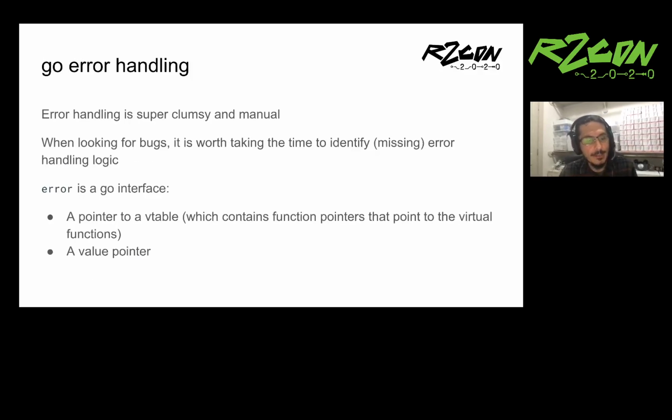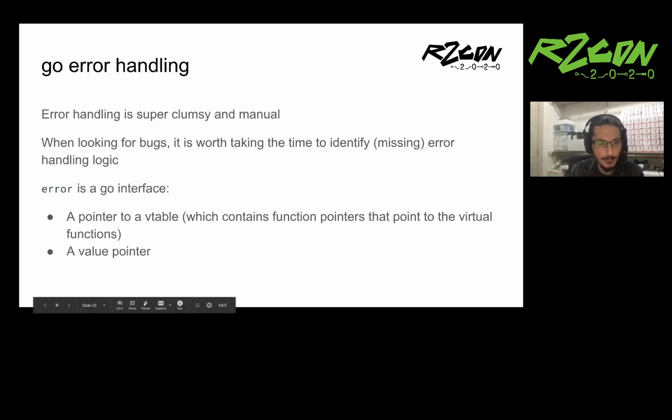Now, Go error handling is something interesting to look for in Go binaries. This is because Go error handling is very manual. So you have to always be checking for what seems like extra code to check for errors. So when looking for bugs, it's worth taking the time to identify missing error handling logic, because the logic to check for errors is so manual in Go, it is easy to mess up error handling.